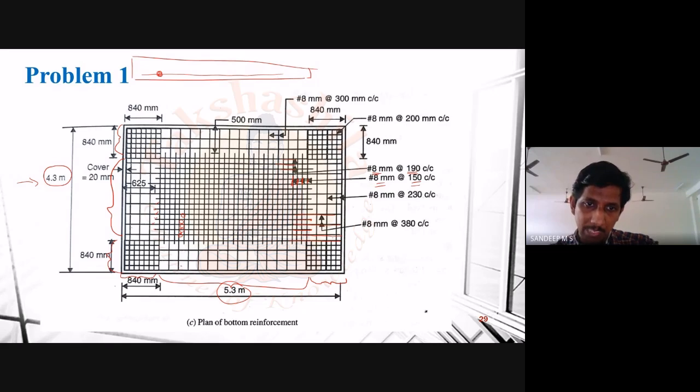And if you observe, we have an edge strip here also. Here also we have an edge strip. This was our middle strip. This is middle, and this is our edge strip. Okay. So here we have designed for 0.12%. So that also should be provided here.